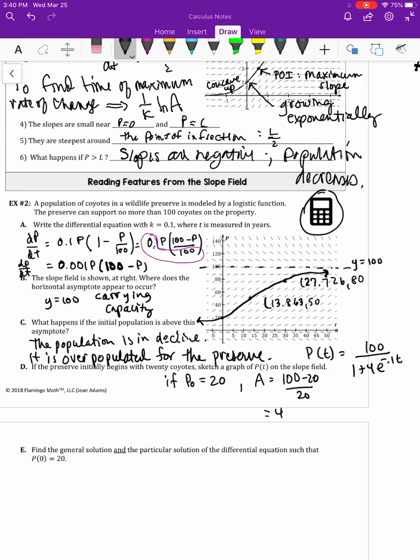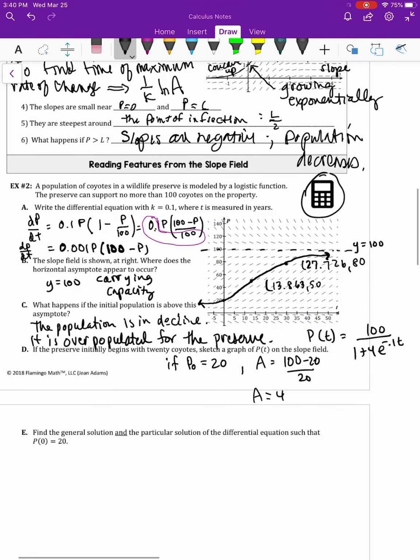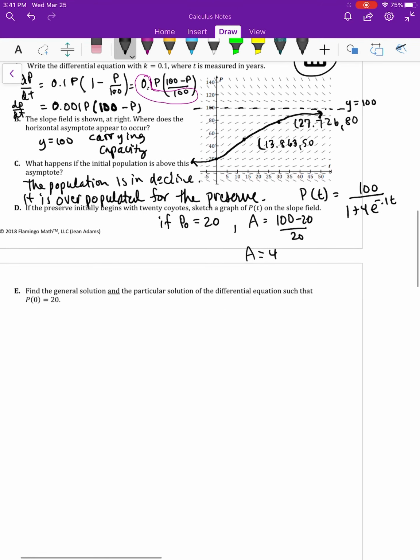And again, this was a calculator problem, so you can get those points by using your calculator. I put 50 into my y. My y1 was this, my y2 was 50, and I found the 13.863, and then I did 80. Okay. Found that point of inflection.